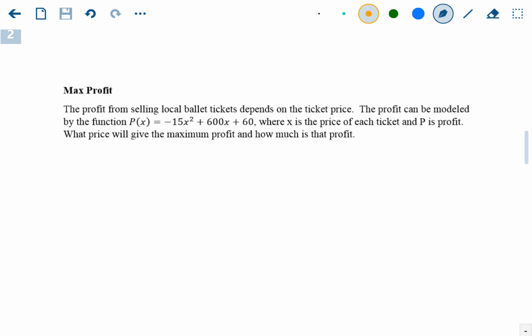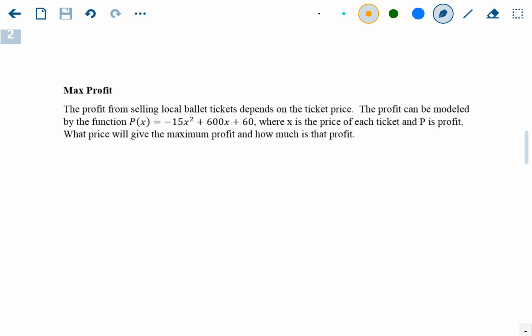Again, it's going to be very similar to the last one, even a little easier because we don't have to write the equation. The profit from selling local ballet tickets depends on the ticket price. The profit can be modeled by the function p of x equals negative 15x squared plus 600x plus 60, where x is the price of the ticket and p is the profit. What price will give the maximum profit and how much will that profit be?